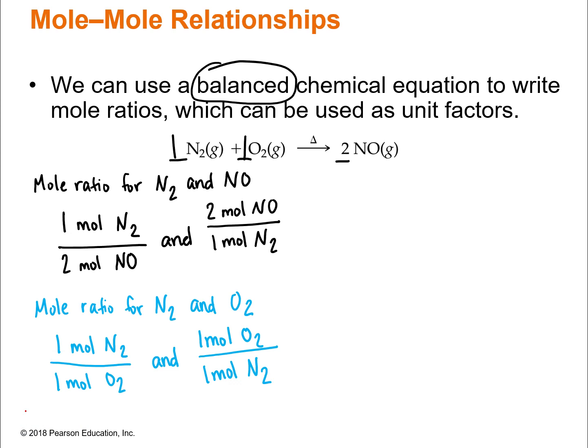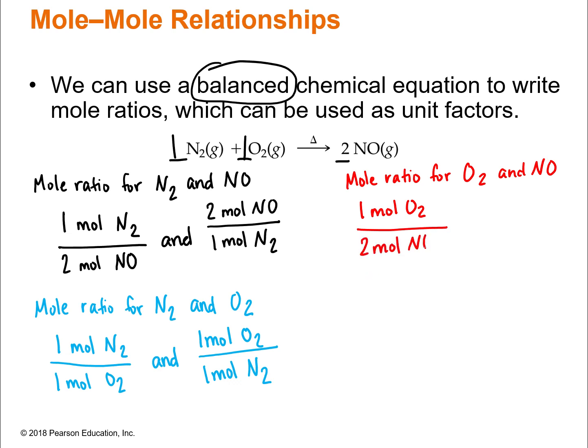The third set of mole ratios that we can write is between oxygen gas and nitrogen monoxide. There's 1 mole of oxygen gas for every 2 moles of nitrogen monoxide. And we can write the reciprocal.